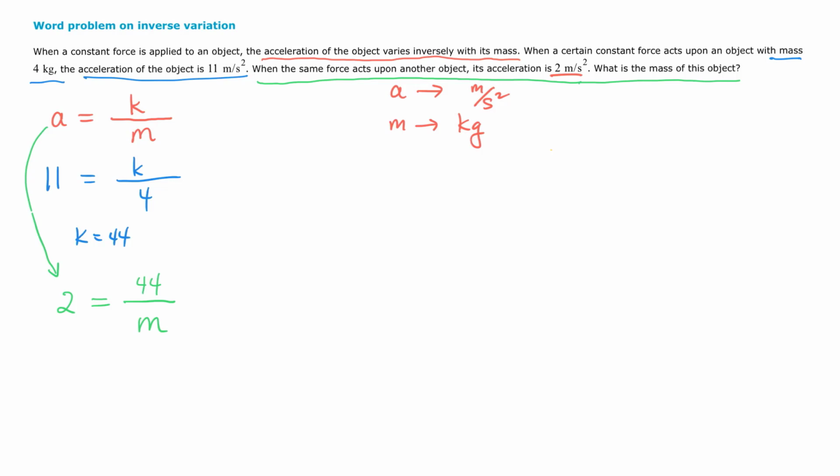And of course, if you have m in the denominator, we should always indicate that it cannot be 0. Now we need to solve for m. So why don't we multiply both sides by m, and we get 2m is now equal to what? 44, and the mass is 44 over 2, which is 22.